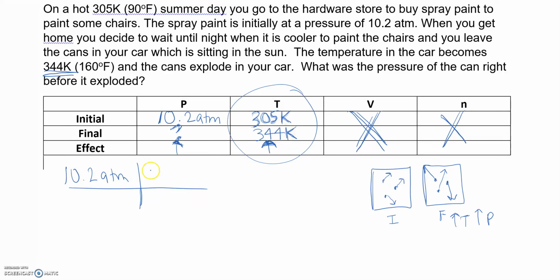So we need to multiply by the bigger number and divide by the smaller number for temperature. These two are not equal to each other, but we are trying to form a ratio of them. Kelvin cancels because they're top and bottom. And so we're going to take 10.2 times 344. We're going to divide by 305, and we're going to get 11.5 atm.